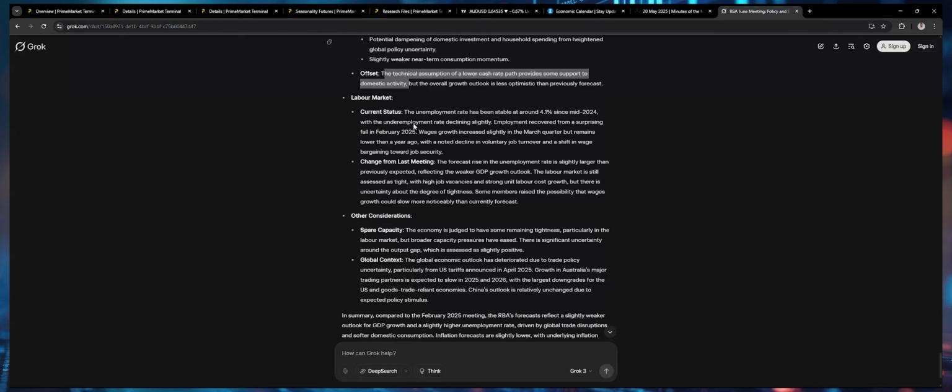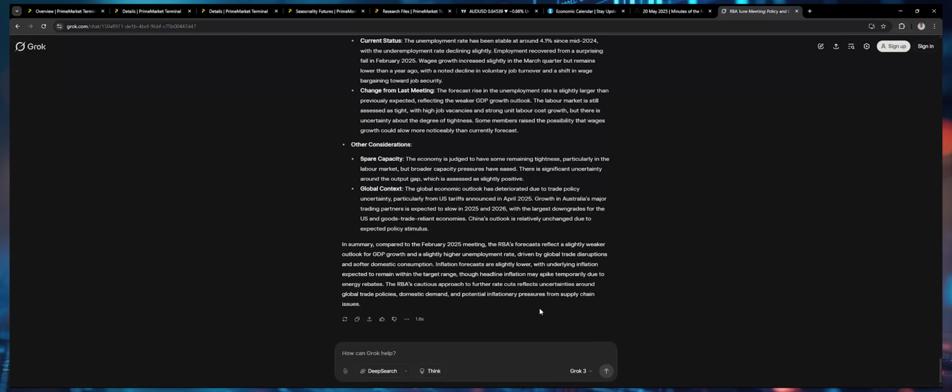We have the labor market as well, where we already know they are expecting a slightly higher unemployment rate than before. And of course, that reflects the weaker GDP growth outlook, because there are fewer people working, so there are fewer people producing. And if there is less production, there is less growth. Spare capacity, global context. Of course, we always need to look at the global context. And then the summary, already written. So let me just drink some water, guys.